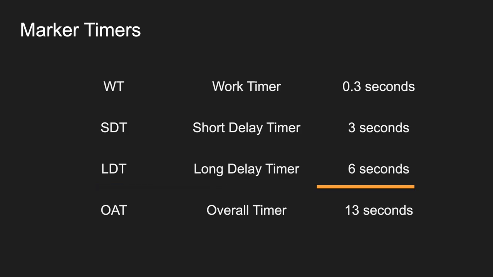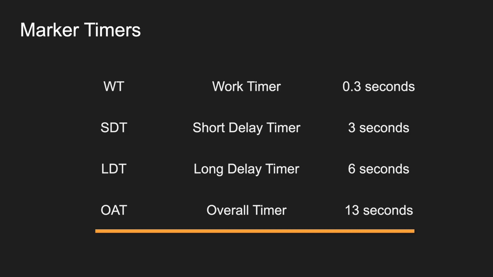Finally, the overall timer expires after about 13 seconds. It's a fail-safe timer that kicks in if everything else doesn't work. Usually, if you reach the OAT expiration, then there is something very, very wrong that caused all of the previous timers not to work. During my time at the museum, I have never seen the overall timer kick in, which is a good thing.